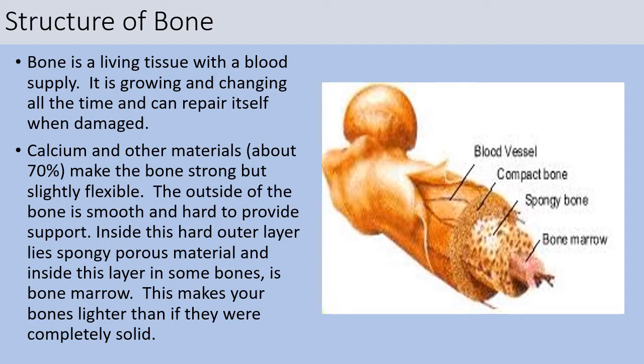So for example, if we think about the long bones in the leg, they are quite long. If they were solid, they would be really quite heavy. Now try and imagine trying to walk around with these very heavy bones inside your legs. So bone marrow is predominantly found in the legs of the bone. Calcium and other materials, around about 70%, make the bone strong, but at the same time slightly flexible, which is why we can end up breaking them if they're bent into awkward positions.